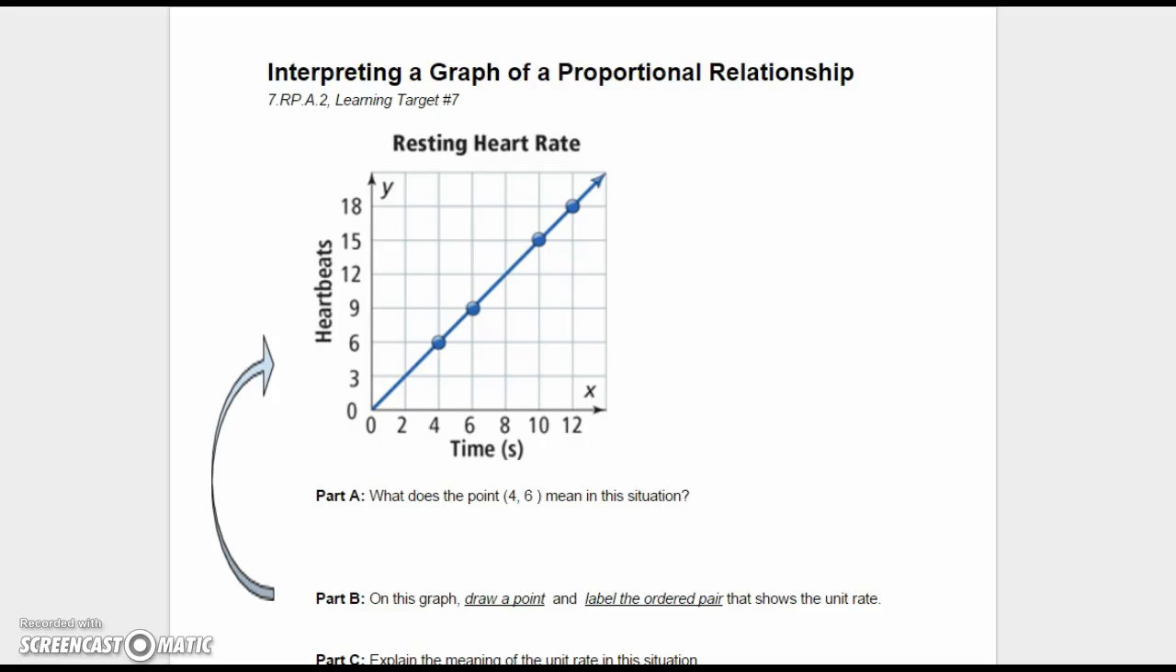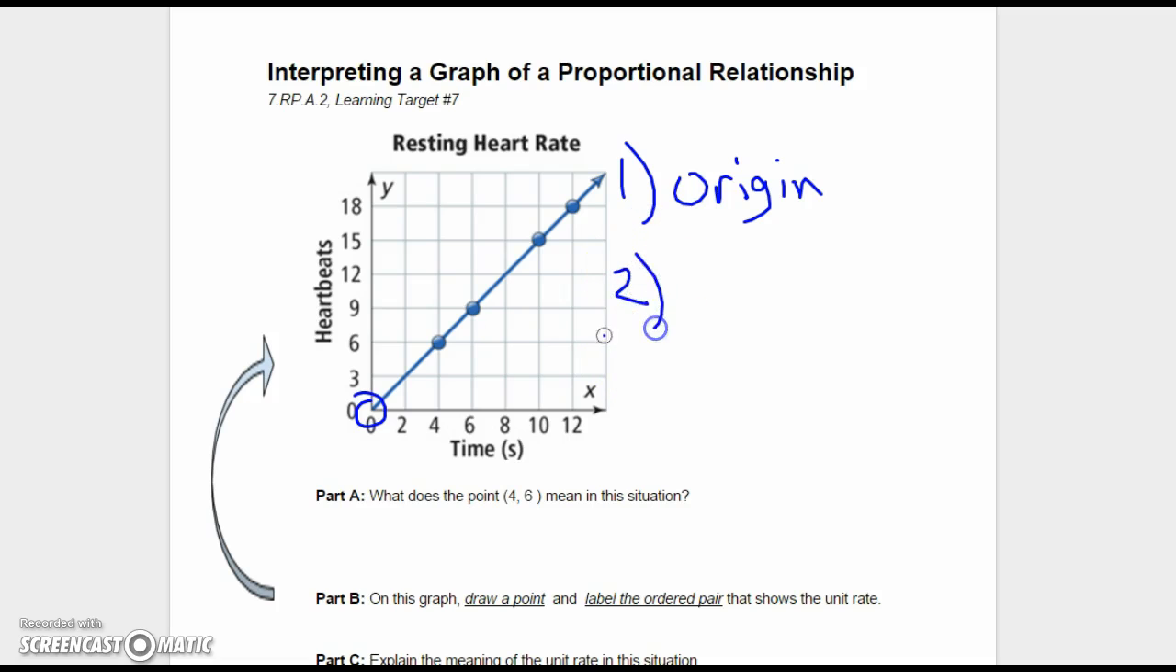Hi everybody. I wanted to discuss a couple of things that we talked about in class today with graphs and understanding these graphs of proportional relationships. So the first thing about this graph that we did in class, I can tell it's a proportional relationship because of two reasons. One, it starts at the origin. That has to be true for me to have a graph of a proportional relationship. It must start at the origin.